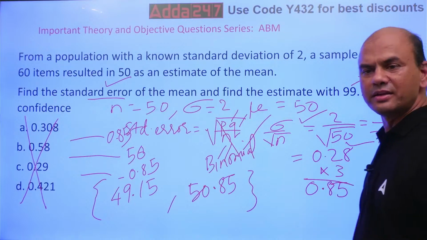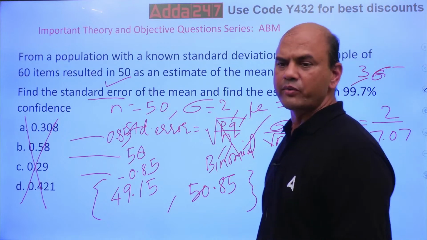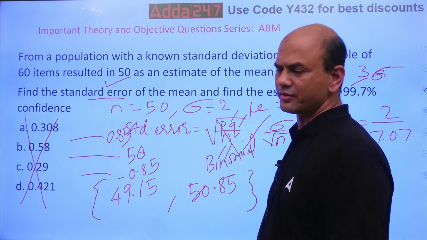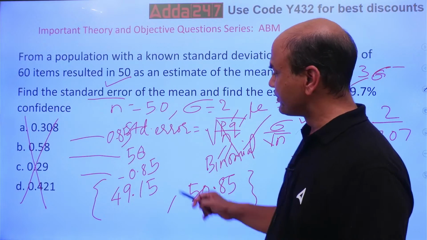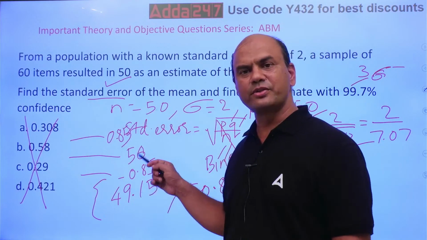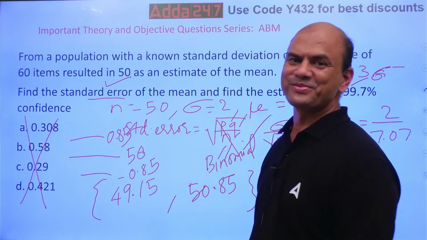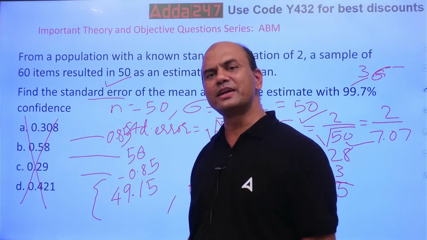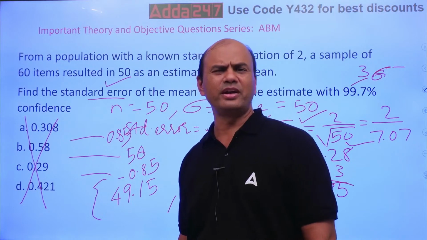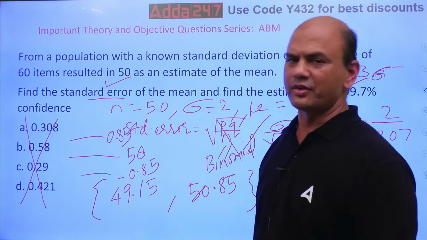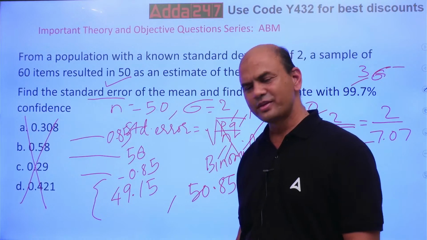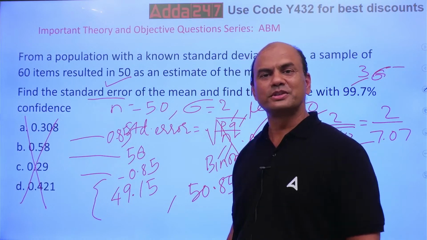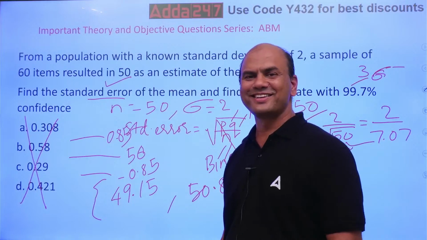0.28 into 3 into 2. 22 is 56. Yeah, 56.56. So 50 plus 0.56, 50 minus 0.56. So 50.56, and this lower side is 49.44. Yeah, 49.44. So this is the answer for one standard error.